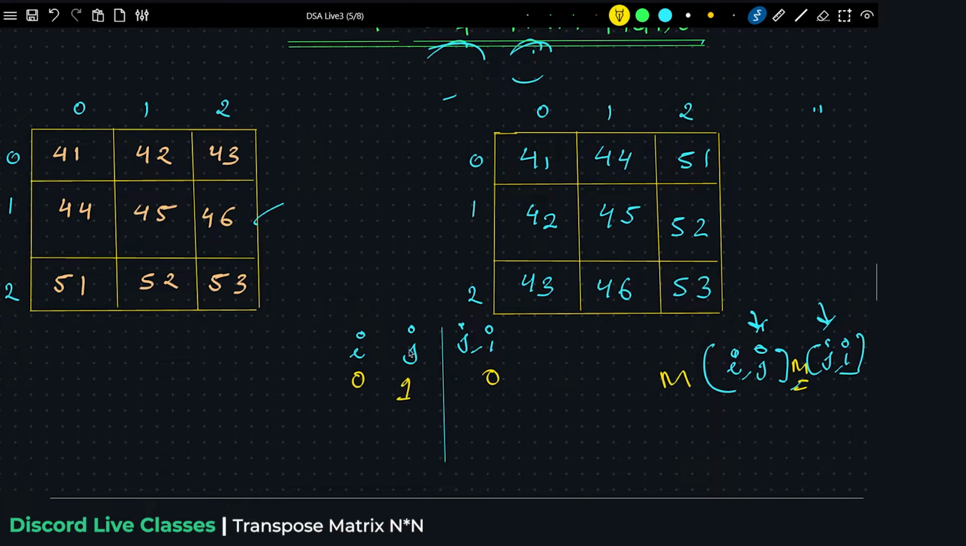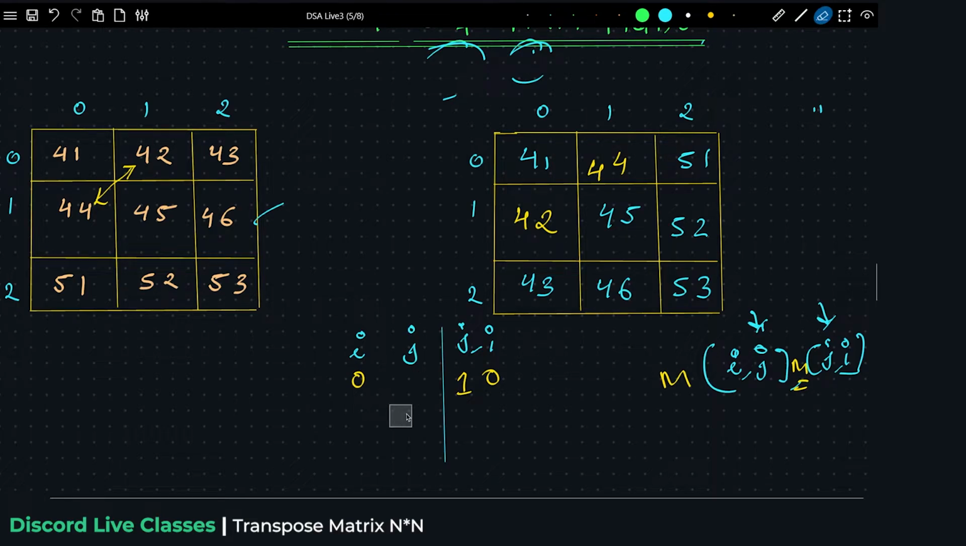So of course 0 comma 1 and 1 comma 0. So I'm saying, whatever the value is present at 0 comma 1, that is 42, swap the 42 value with j comma i, that is 1 comma 0. You need to swap these two values. What do you get? You will get this, 44 and 42. Same thing you are getting, right? I'm just rewriting those things. 44 and 42.